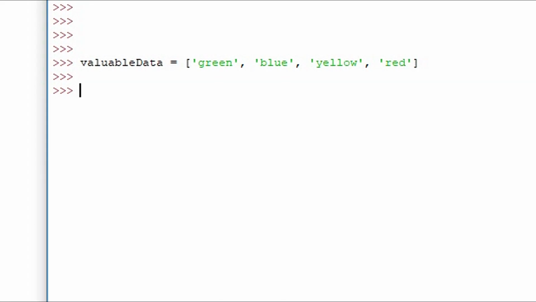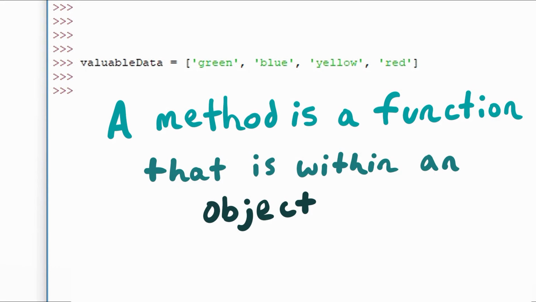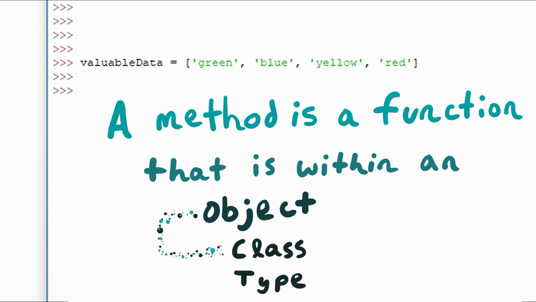Hello and welcome to the 5th video in the Practical Python series on methods with respect to lists. A method is a function that is within an object. And today, that object we're going to be looking at is a list.